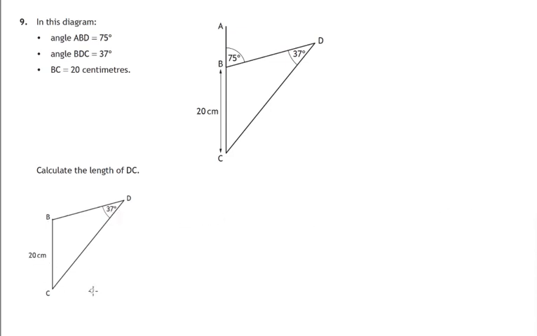37 degrees, this is 20 centimetres. It's certainly not a right angle triangle, so we can rule out Pythagoras' theorem, and we can rule out using SOHCAHTOA. That leaves us with the sine rule and the cosine rule. So what exactly do we know in this triangle? Do we know any more other than just the 37 degrees and the 20?